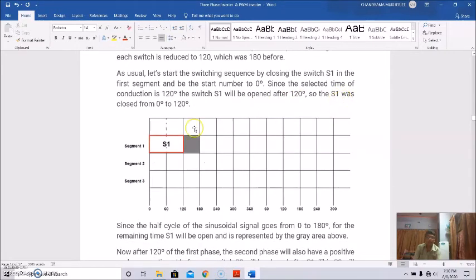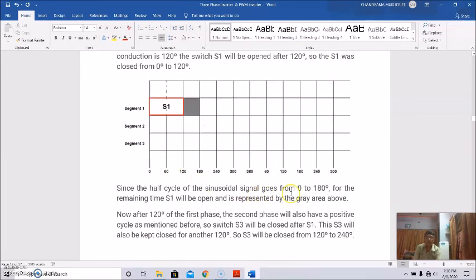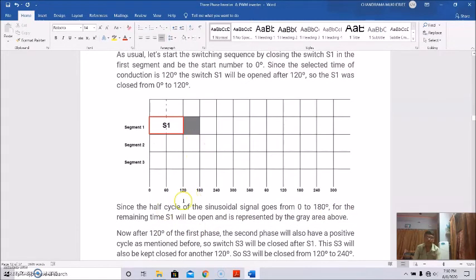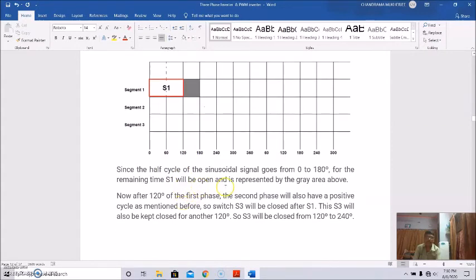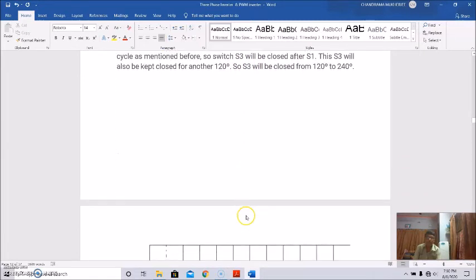S1 is closed from 0 to 120 degrees, as shown here. Since the half cycle of the sinusoidal signal goes from 0 to 180 degrees, for the remaining 60 degrees S1 will be open, represented by this gray area. After 120 degrees of the first phase, the second phase will also have a positive cycle as mentioned before. So switch S3 will be closed after S1, and will also be kept closed for another 120 degrees, from 120 to 240 degrees, as shown here.